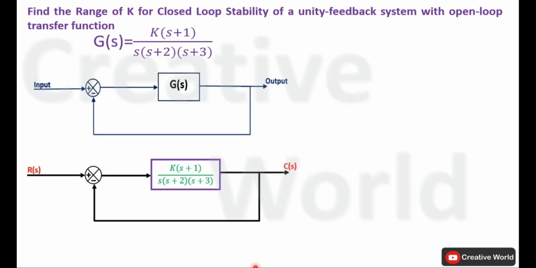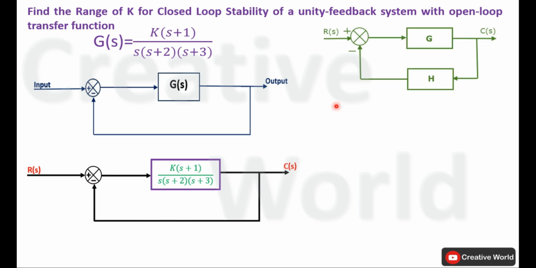First of all, we will calculate the transfer function of this negative unity feedback system. This is a generic negative feedback system. The transfer function of this negative feedback system is calculated using this equation: transfer function is equal to forward path gain divided by 1 plus forward path gain G multiplied by feedback gain H. But in the case of a unity feedback system, H will become 1 and the transfer function will be calculated using this formula: forward path gain divided by 1 plus forward path gain.